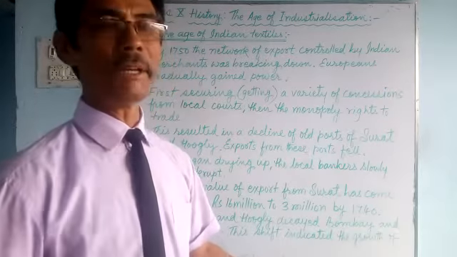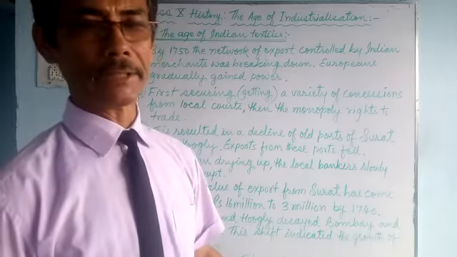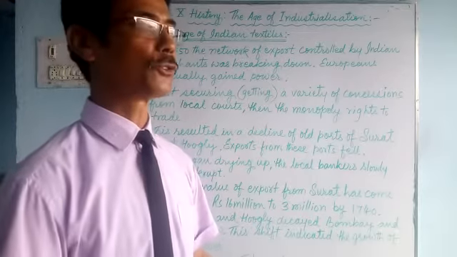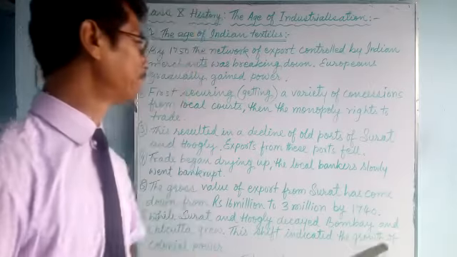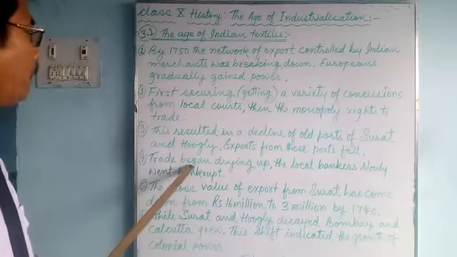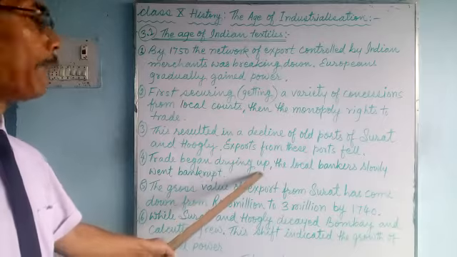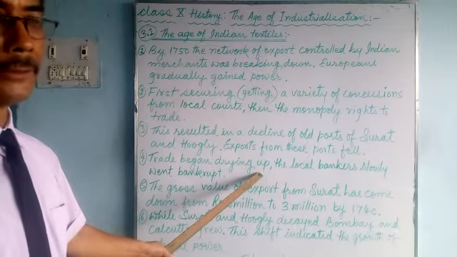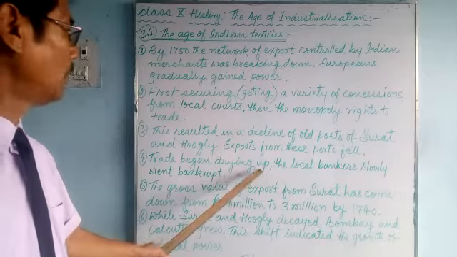Previously there was no competitor. Now there is a competitor. It was a kind of competition. The Europeans came over here. Trade began drying up. There was a reduction in trade by Indian merchants.